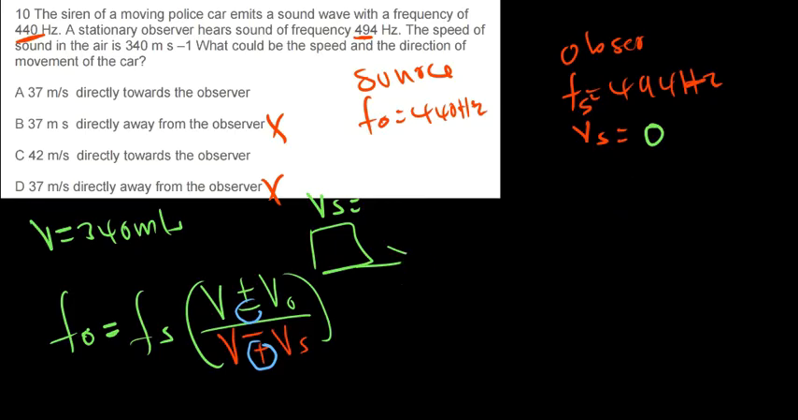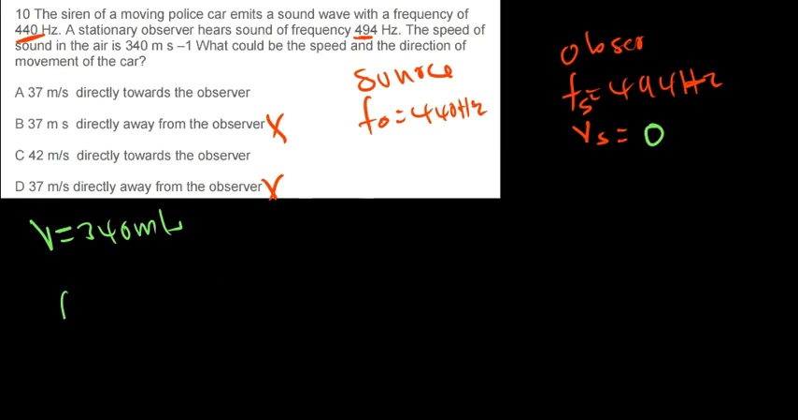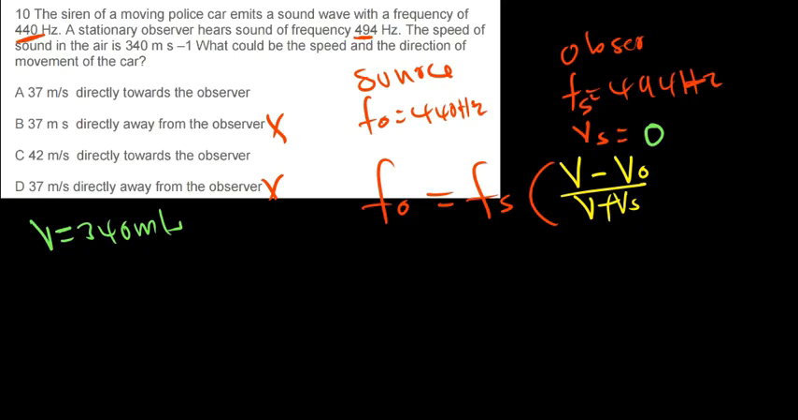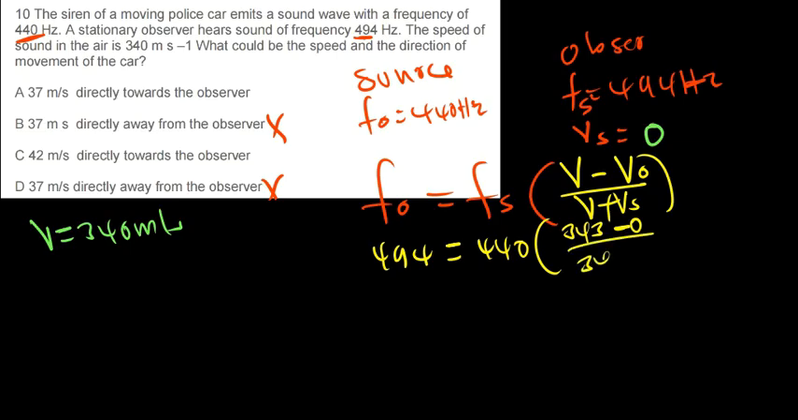Since the source was moving toward the observer, we'll use this formula: V minus VO divided by V plus Vs. And our goal is to find Vs. The frequency observed is 494, and this is 440. The speed of sound is 343, so 343 minus 0, over 343 plus what is the velocity of the source? We don't know. It's the one we are trying to find.